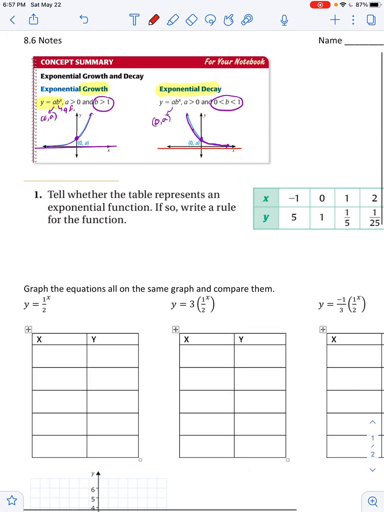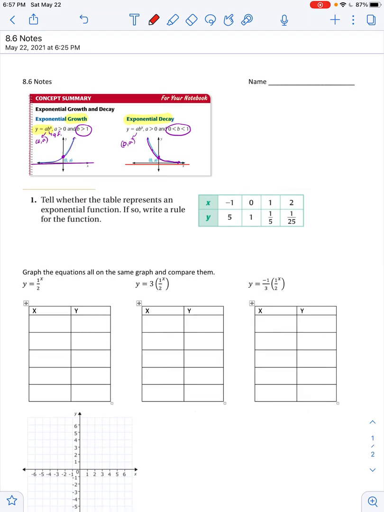So here, just to kind of see what this is going to look like in terms of your homework, it says tell whether the table represents an exponential function. So it could be growth or decay. If so, write a rule. Okay, so like yesterday, we look at the top and we see that each of these are going up by 1. On the bottom, though, you can see that you are not multiplying by a number and the numbers are not getting bigger.